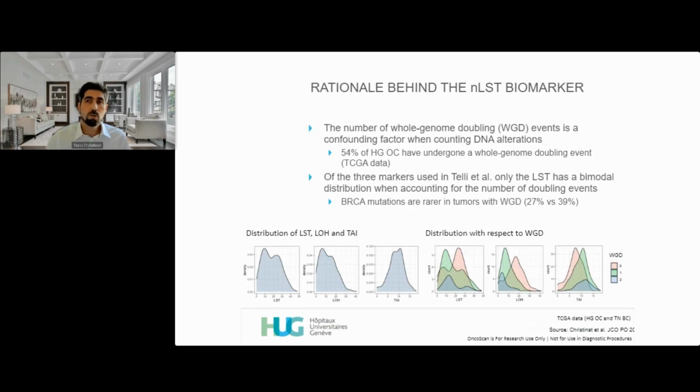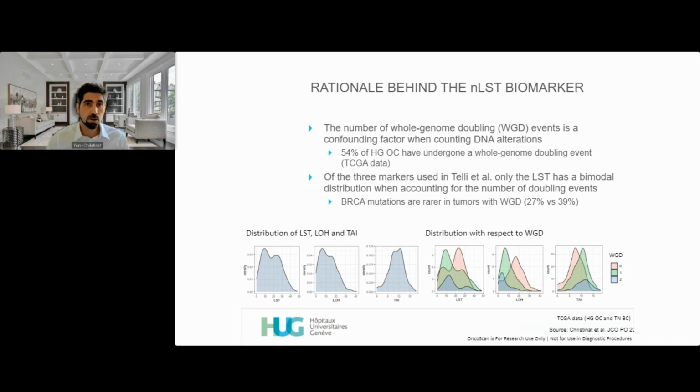Now, I told you we have a new biomarker. There's a rationale behind it. The rationale is that in half of the cases in ovarian cancer, we see something that is called whole genome doubling. A whole genome doubling happens during mitosis: instead of having two copies in each cell, you duplicate, and then instead of getting two in each, one gets them all. You double the genome, and if you're counting alterations, obviously that's a confounding factor.